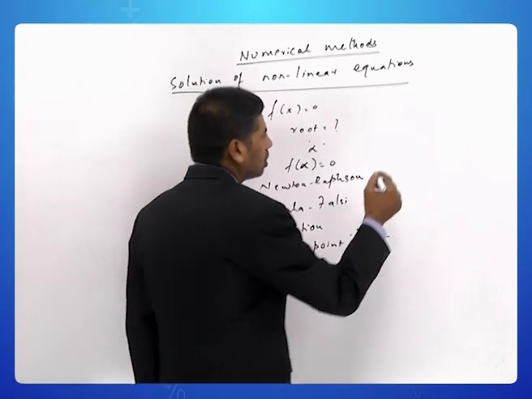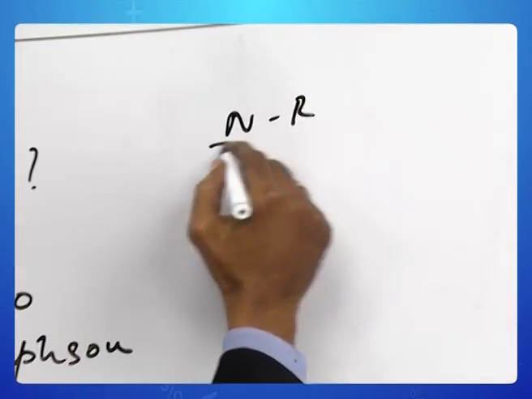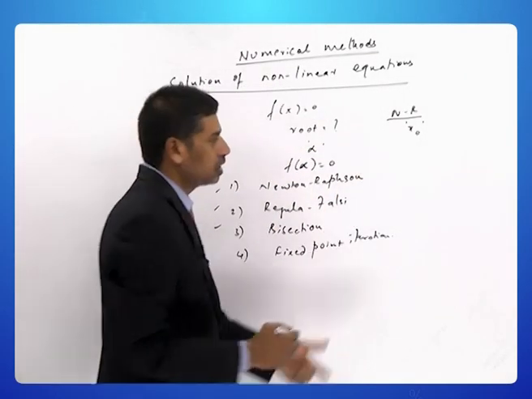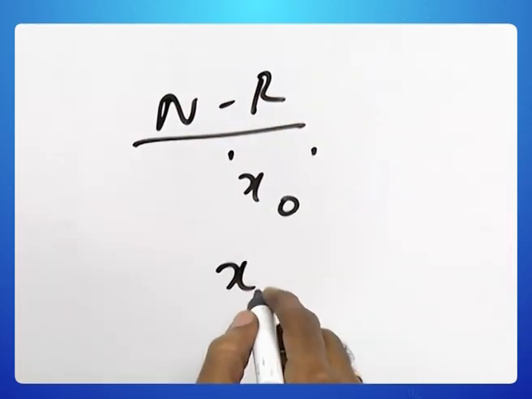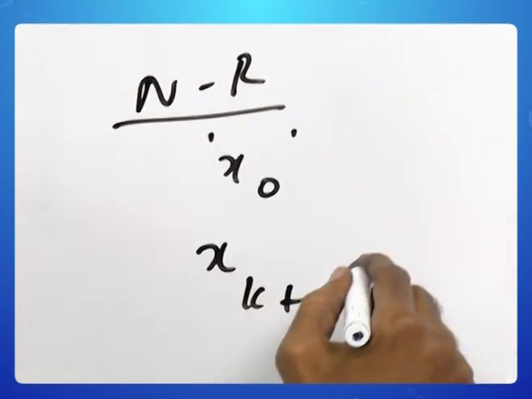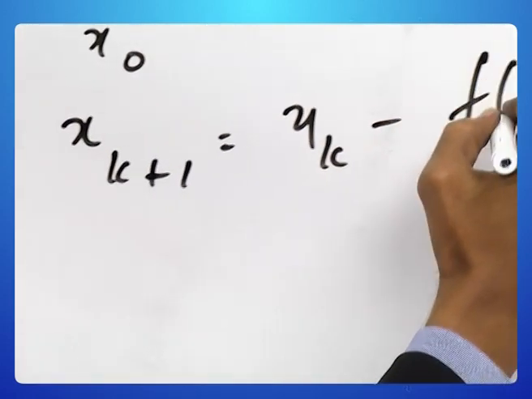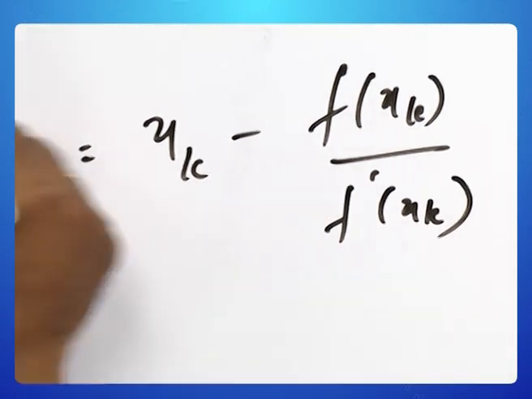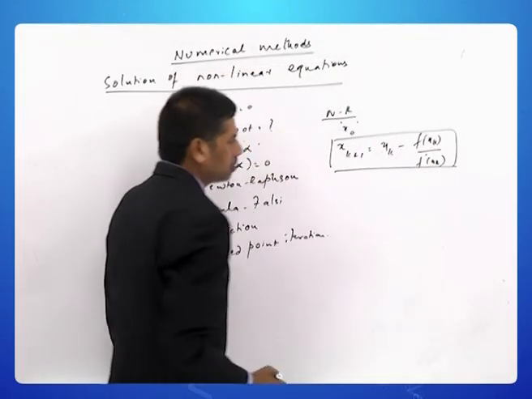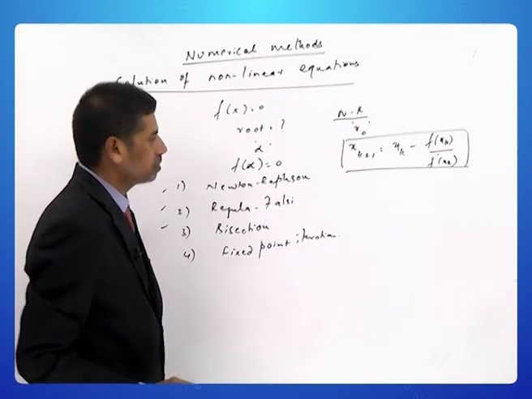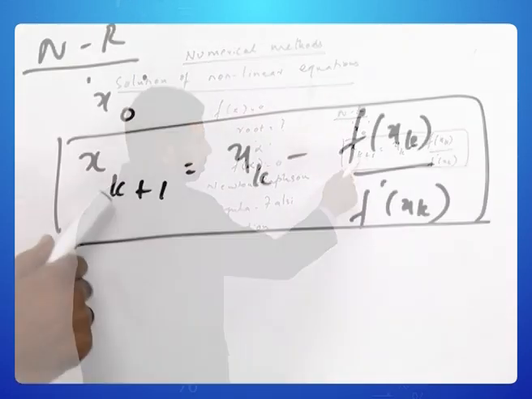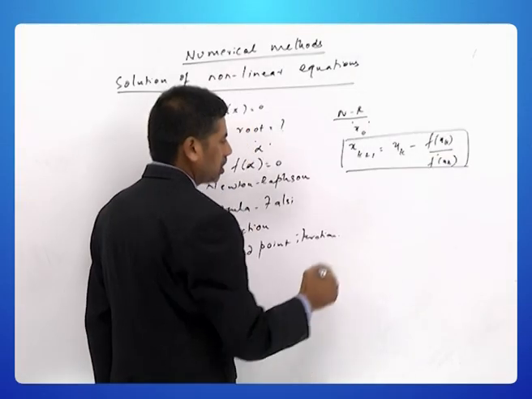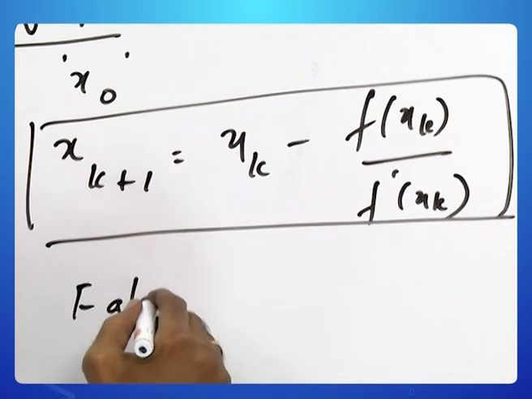So when it comes to the Newton-Raphson method, if x0 is an initial approximation to the root, then all successive approximations can be obtained from x_{k+1} = x_k - f(x_k)/f'(x_k), where k takes values from 0 to infinity. For example, for k equal to 0, you get x1 = x0 - f(x0)/f'(x0).